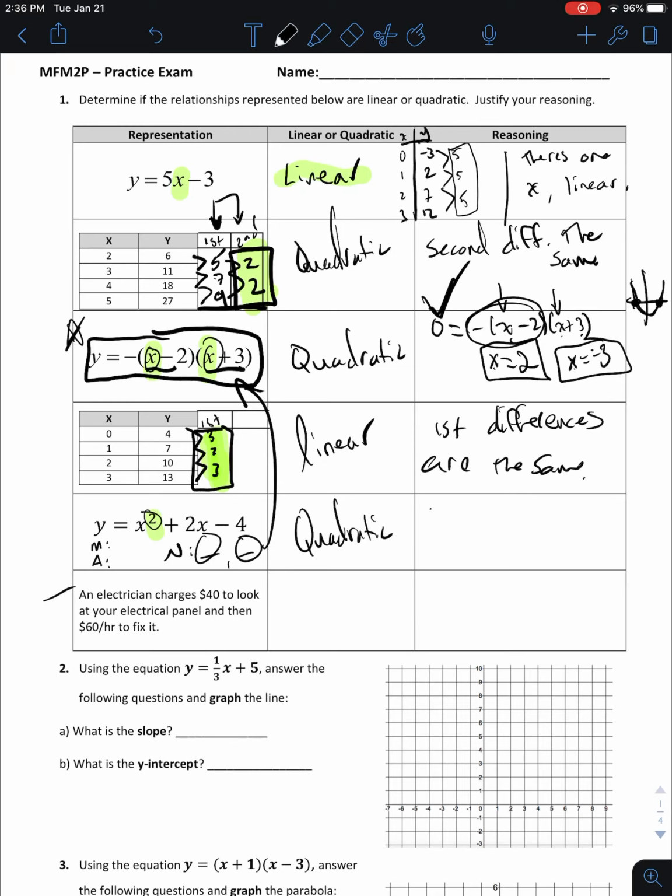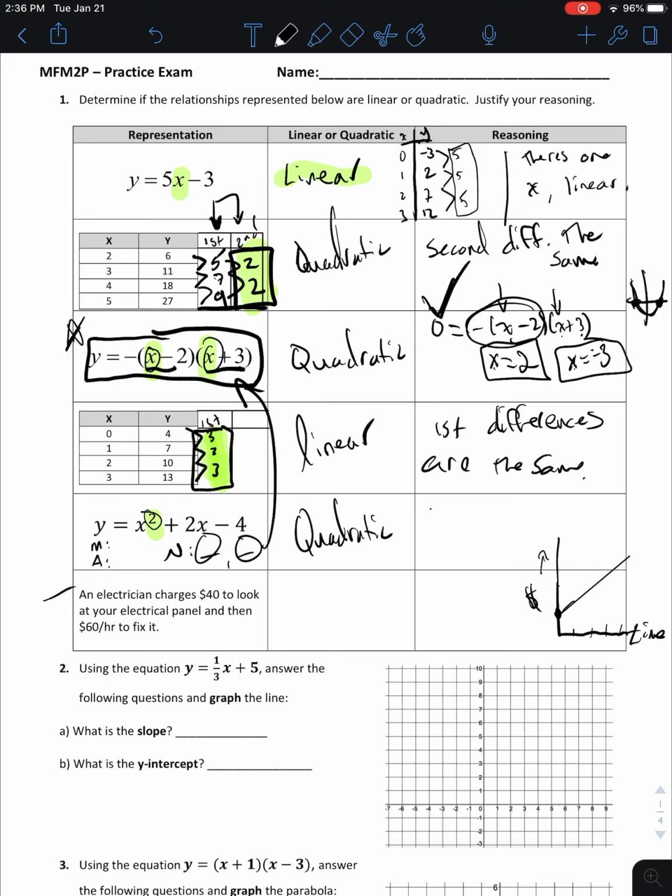Okay. And then I can come down to this one here. An electrician charges $40 to look at your electrical panel and then $60 per hour to fix it. Okay, so this is basically what's going on. Somebody's going to come in. You can draw a little graph too, right? So before anybody, where time is here, sorry, and money. So before anybody even comes in, or when they come in, they're going to charge you $40 just to look at it, right? And then the amount of time that they spend after that is going to cost you $60 every time they come in to look at it.